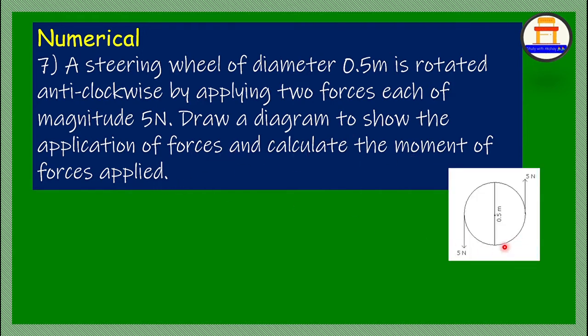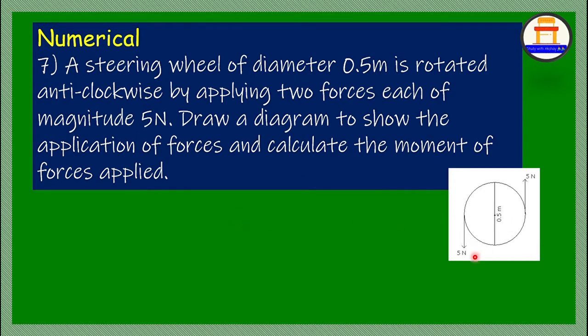So it is the diagram basically. When we hold the steering wheel, on one side we apply the force and on the other side a complementary force is applied. So it is a type of couple basically.